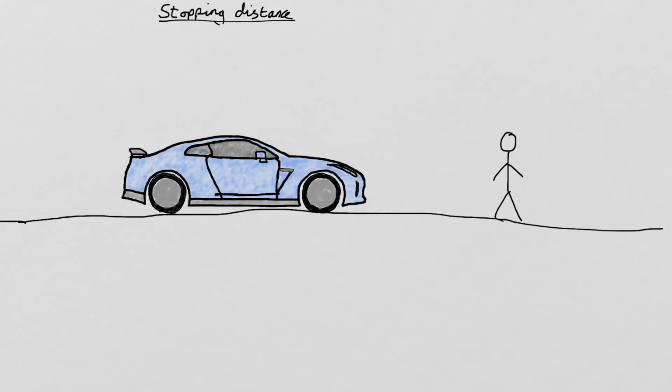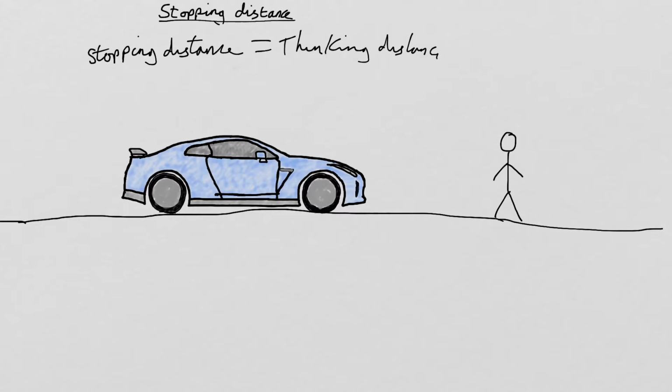Now, the stopping distance is going to depend on two factors. The stopping distance will depend on both the thinking distance, which is how far the car travels whilst the driver is reacting to the hazard, plus the braking distance, which is how far the car travels whilst it's braking, so whilst it's applying its brakes. So the total stopping distance is just how far the car travels whilst the driver is reacting to the hazard, plus how far the car travels whilst the car is braking. So let's have a look at some of the things that are going to affect this.